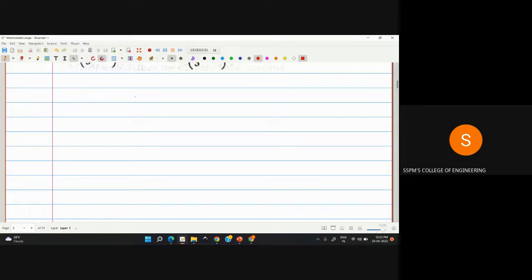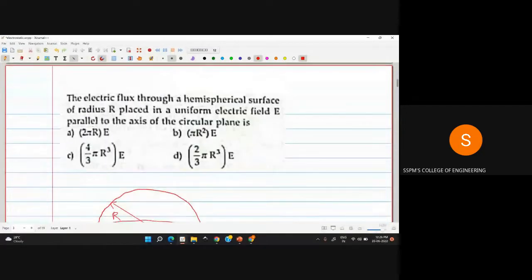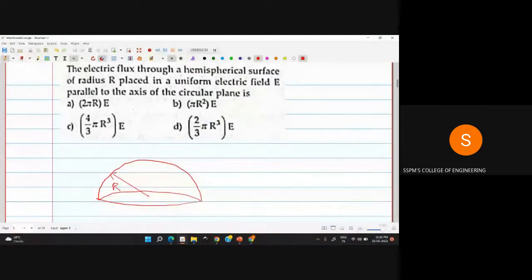So first I would like to draw the hemisphere. Hemisphere is nothing but half sphere or semi-sphere. So this will be a hemisphere, isn't it? जशी टोपली असते ना तशी टोपली म्हणजे हेमिस्फिअरच असतो आणि त्याचा रेडियस किती आहे? The radius of the hemisphere is capital R. And one more piece of information is given: the line of electric field is parallel to the axis of the circular plane.